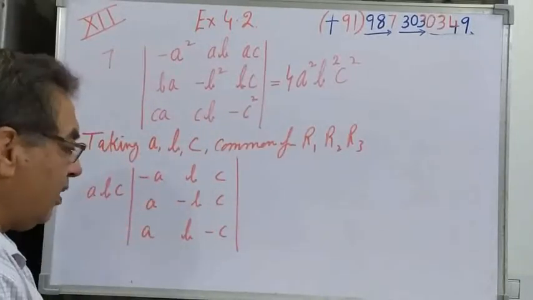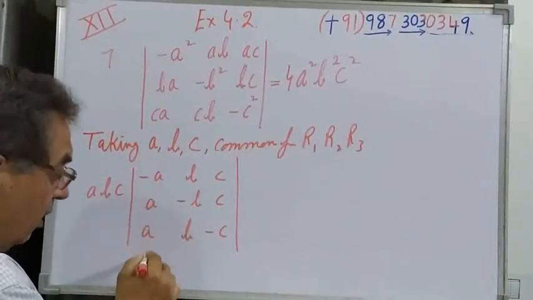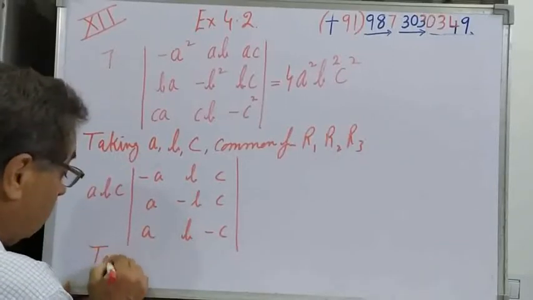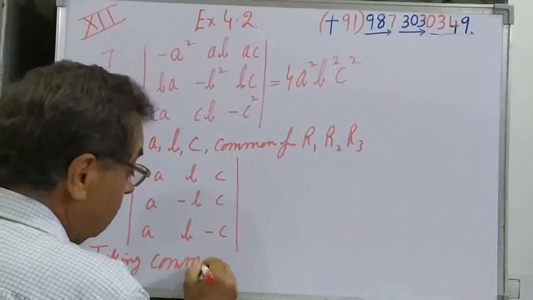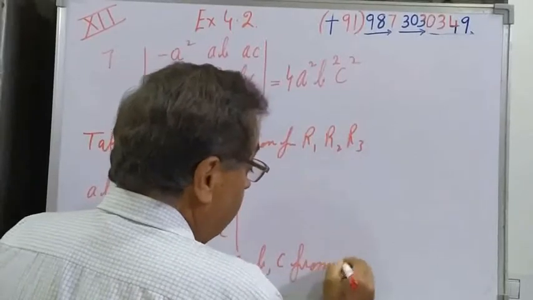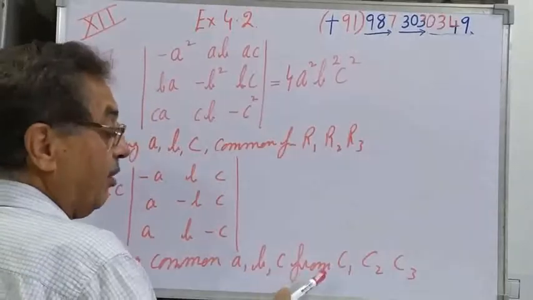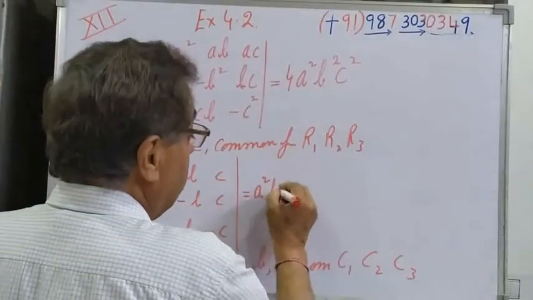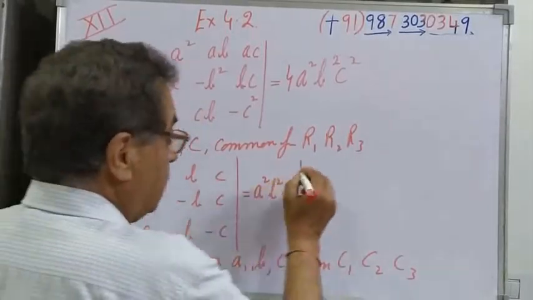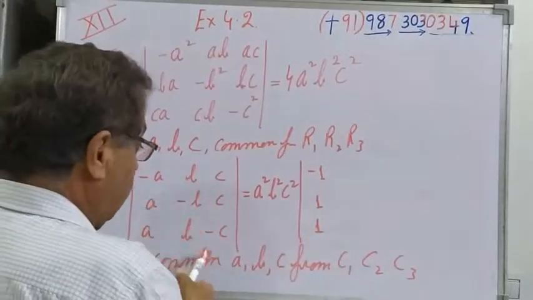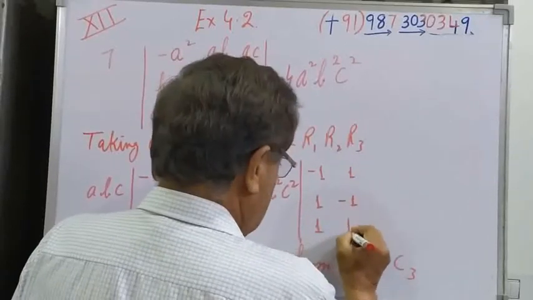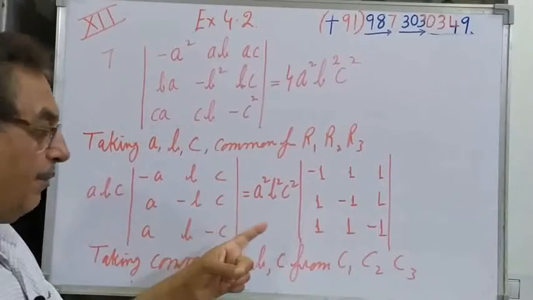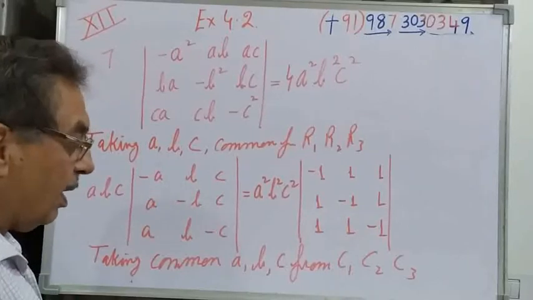Now again I look at what determinant is left behind. A is common in C1, B in C2, C in C3. So next we take out common A, B, C from C1, C2 and C3. If we take out common A, B, C from C1, C2, C3, here we'll get a square, b square, c square, and the determinant minus 1, 1, 1, 1, minus 1, 1, 1, 1, minus 1. So this is left behind after taking out ABC common the second time.